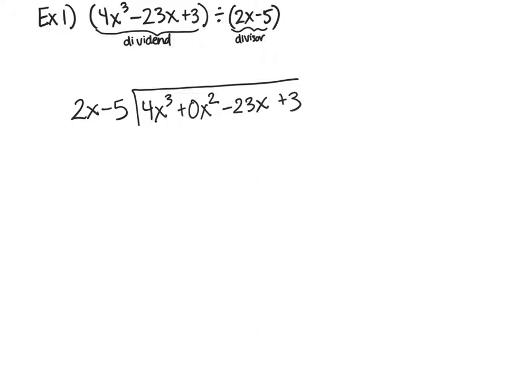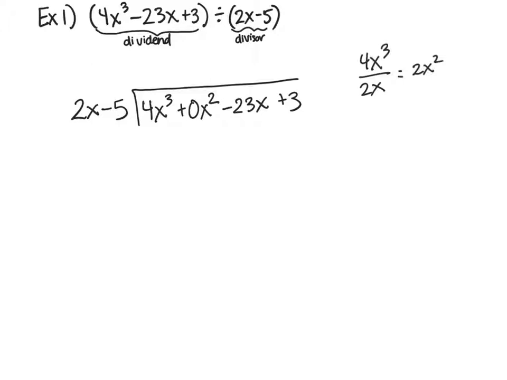So our first step is to take the leading term here, which is 2x, and divide it into the leading term here of 4x cubed. So how many times can 2x divide into 4x cubed? In essence, I'm going to do this on the side. What I'm saying is 4x cubed is divided by 2x how many times? And we simplify that, we're going to get 2x squared.